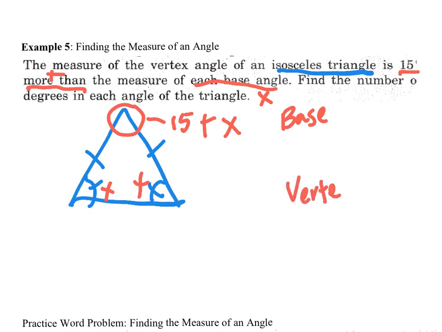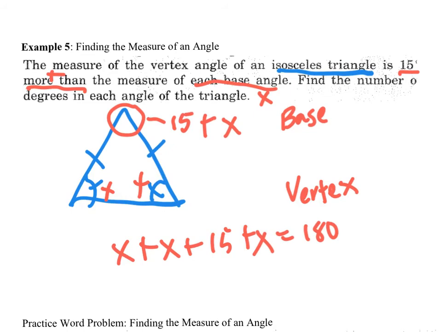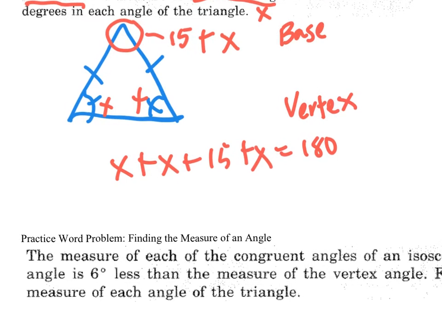Because my base angles are going to be the same measure, so I don't need to do the work twice. So I know that x plus this vertex angle, 15 plus x, is going to equal 180 degrees, because of my triangle sum theorem. So handy. We love the triangle sum theorem, okay?